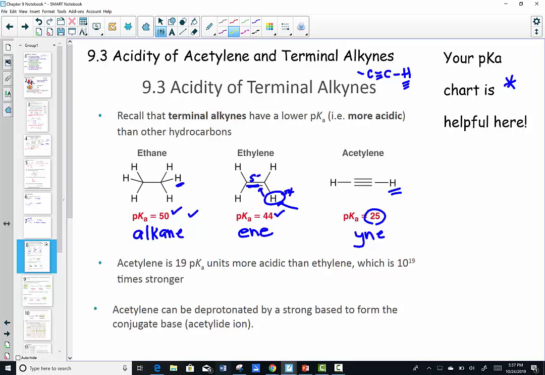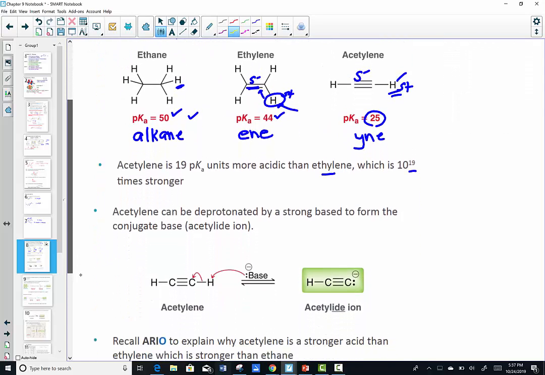This hydrogen here at the end of the triple bond is very easily removed simply because the triple bond is very, very electron rich, making this hydrogen very electron deficient. So notice that the very acidic end of the ethylene is about 10 to the 19 units times stronger in terms of the alkane. So it can be deprotonated in an acid-base reaction.